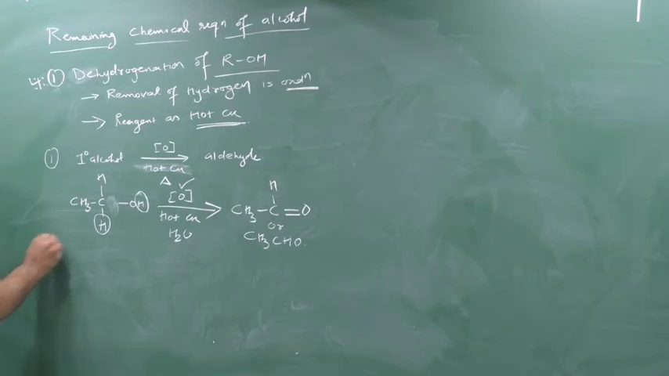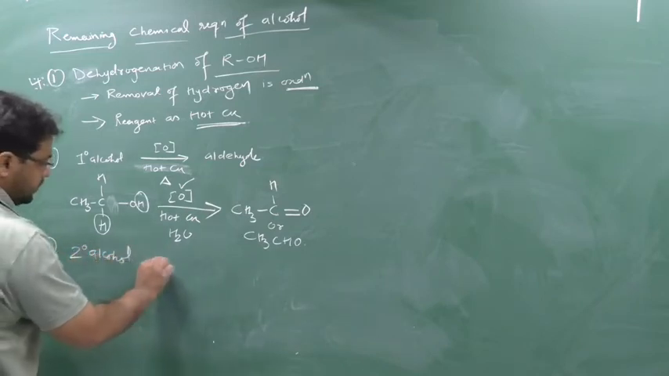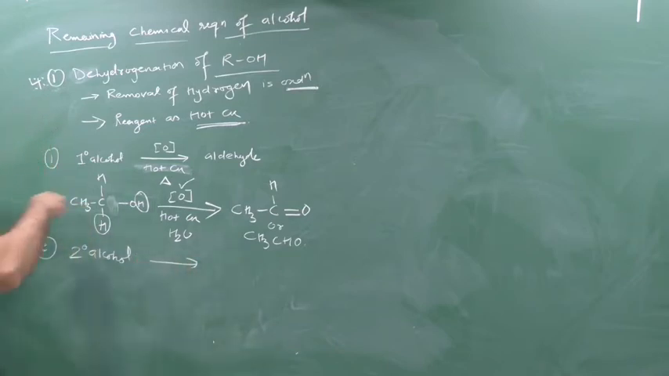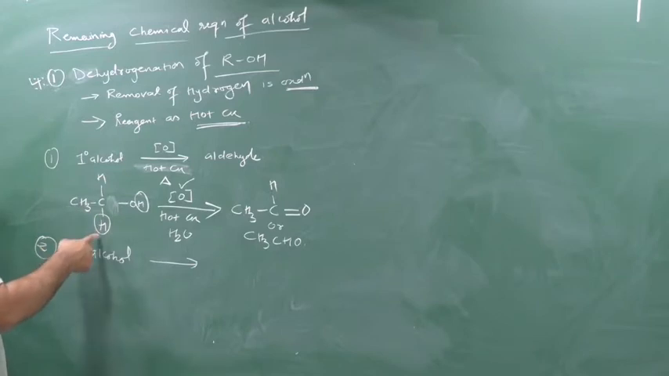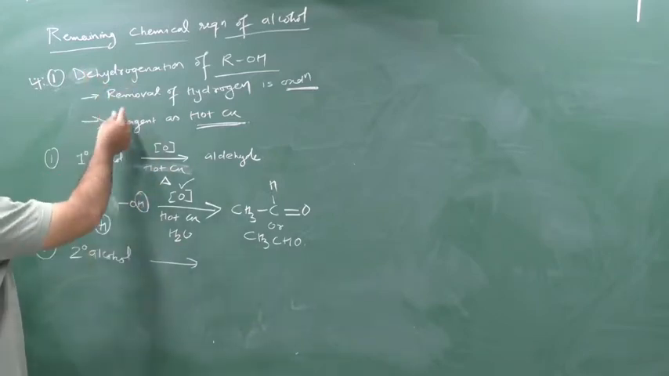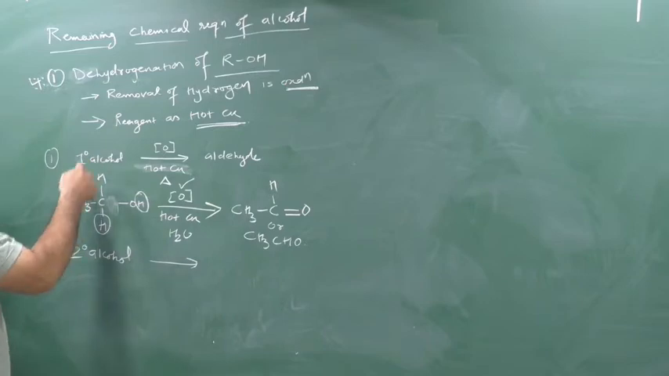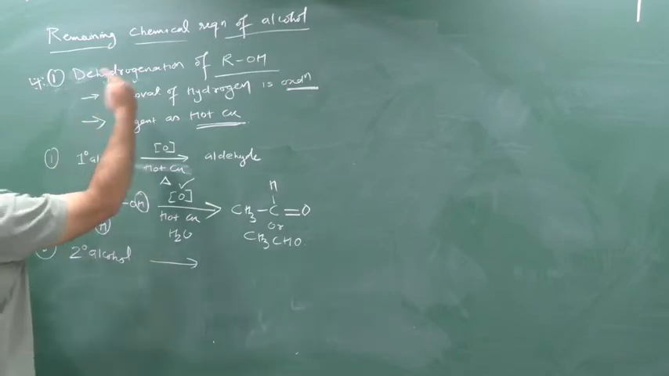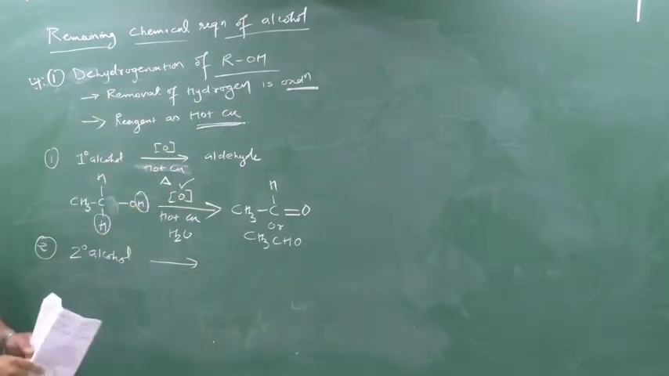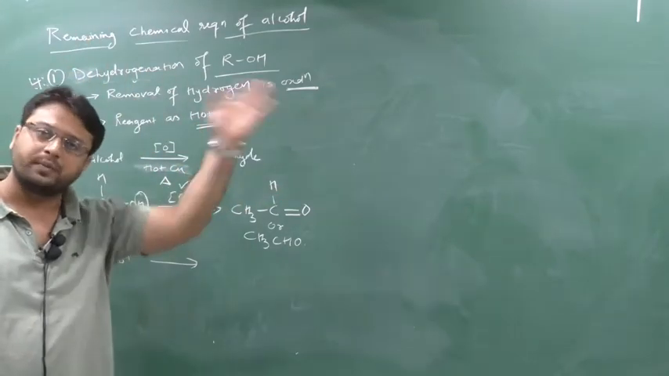Second, if I take 2 degree alcohol and do the dehydrogenation, here also only dehydrogenation is taking place, the removal of hydrogen. I am just removing the hydrogen only. Removal of hydrogen, dehydrogenation, is also oxidation. So here also I am removing the hydrogen only, so I am doing dehydrogenation, and dehydrogenation is nothing but oxidation only. But here we are using hot copper. There we used PCC or chromic acid.